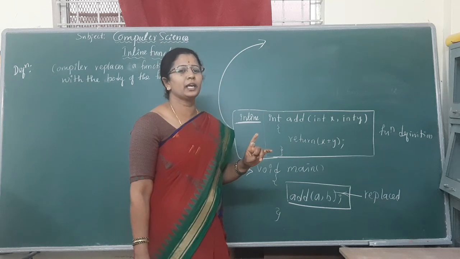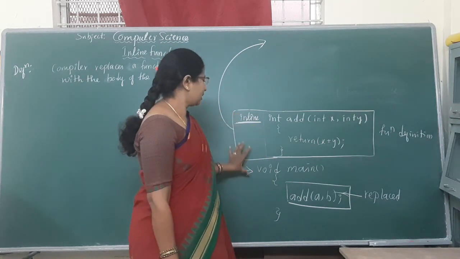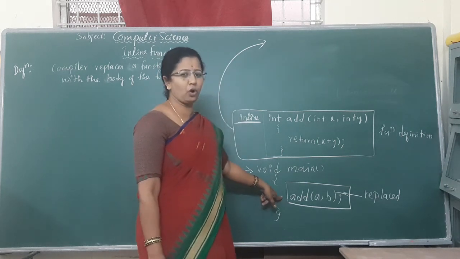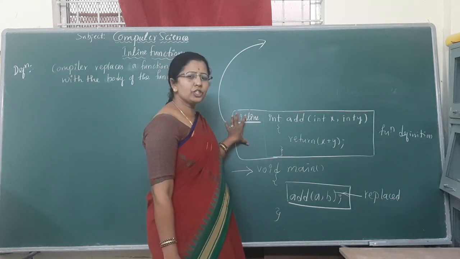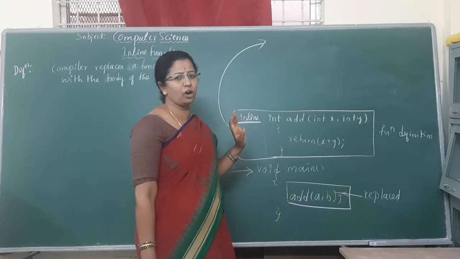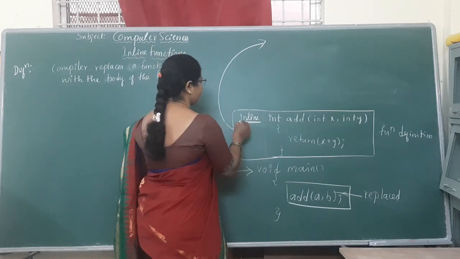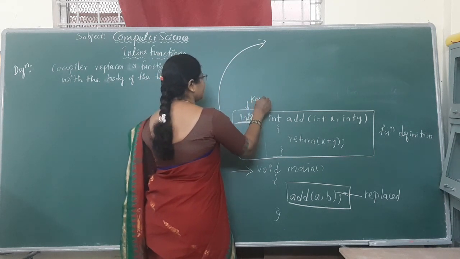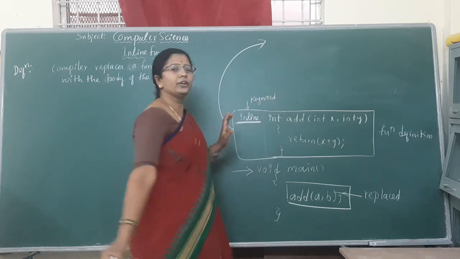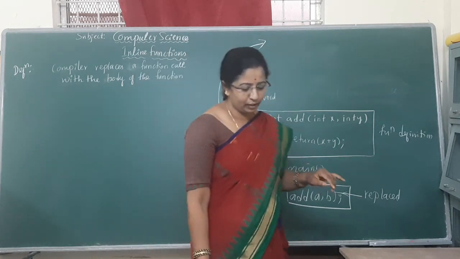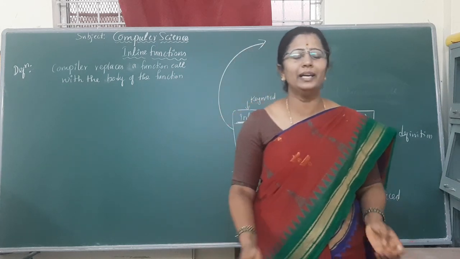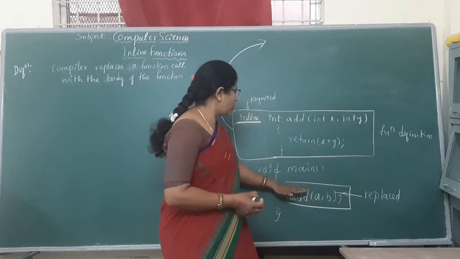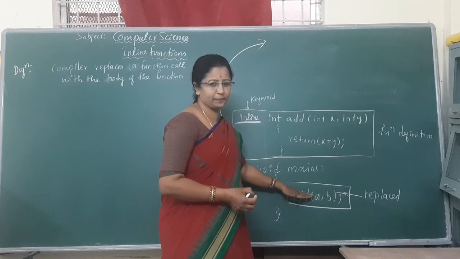But we need to note a few characteristics. Your inline function should be defined before the function call. And an inline function is defined with a keyword called inline. It is a keyword. Did you get it? Understood? Your inline function will run a little faster than your normal function. Why? Because there is no call overhead.